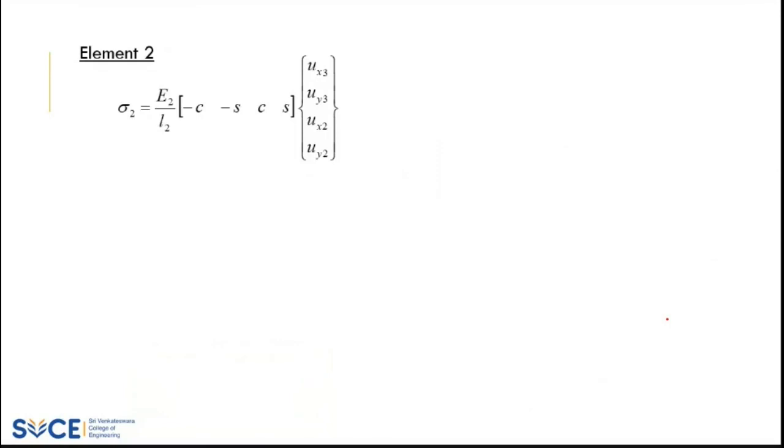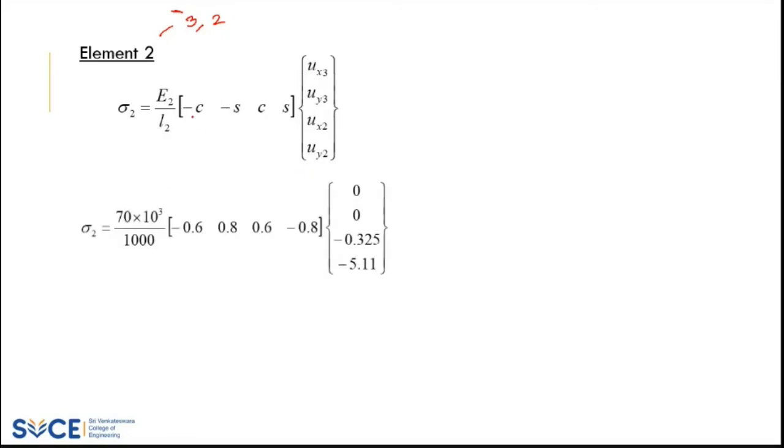Similarly, for stress in element 2, it is E2 by L2, same. Make sure when you write here, for stress in element 2, your first node is 3 and second node is 2. You should write that formula accordingly. So this is ux3, uy3 and ux2, uy2. Make sure whatever you consider first will come first, otherwise the entire problem goes wrong. Just substitute it accordingly. You already identified C and S. Substitute all these things. Now multiplying it, you will get the answer for element 2. So this completes the problem.